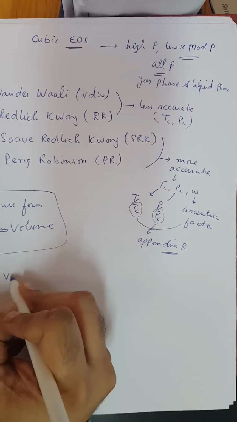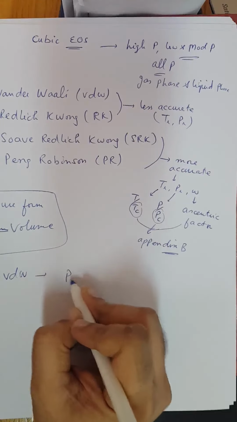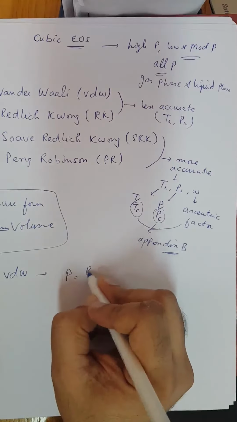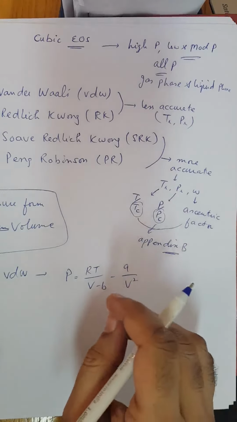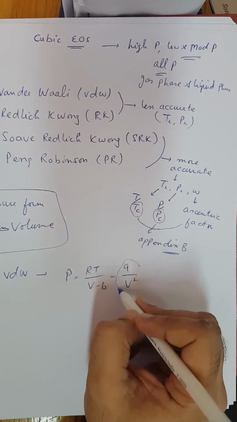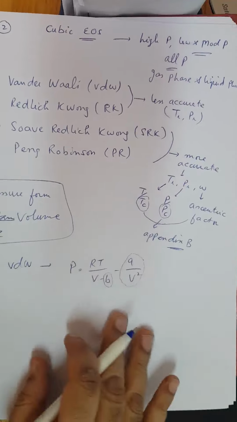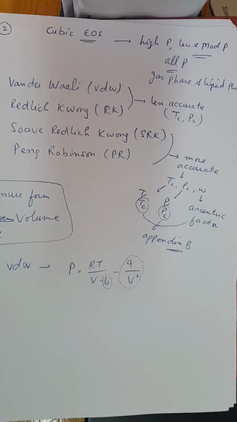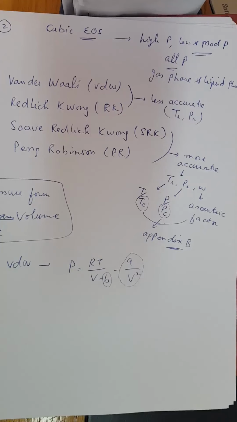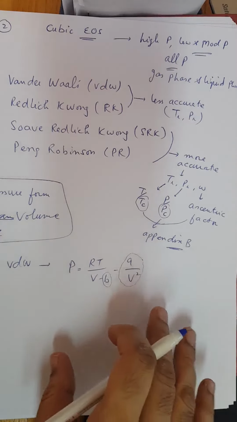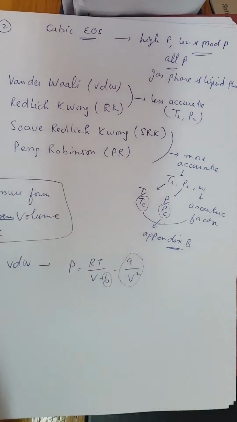The pressure form of the van der Waals equation is P equals RT over V minus b, minus a over V squared. This one is the attractive term, and this one is the volume of the molecule. I already told you the kinetic molecular theory states that the force of attraction between molecules is negligible. Then the molecules move in any direction and hit the wall very strongly, but in the real case there is some force of attraction.